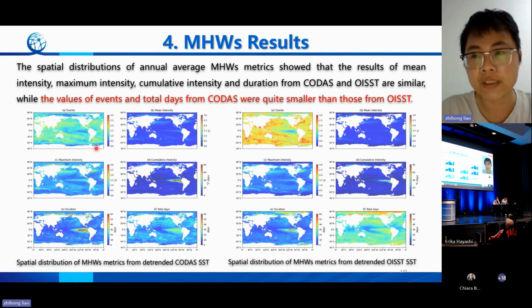This is the spurious decrease of annual average marine heat waves. The results of mean intensities, maximum intensities, cumulative intensities and durations from CODAS and OST are quite similar, while the number of events and total days from CODAS are quite a bit smaller than from the OST.